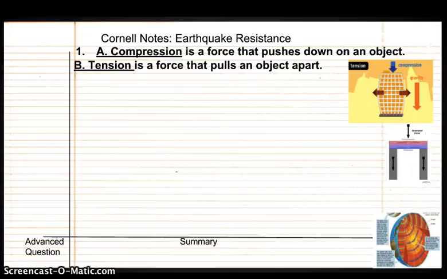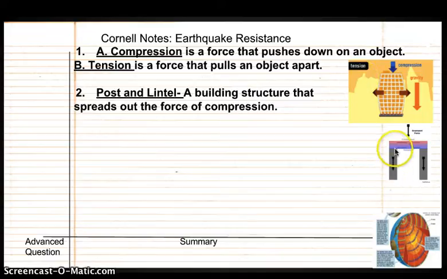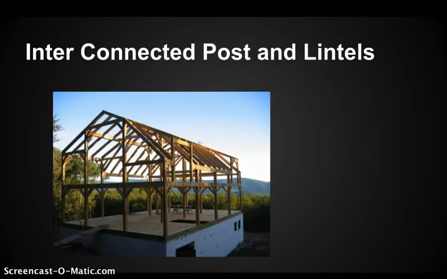All right, let's move on to number two. The post and the lintel. We talked about that in lecture today. It's a building structure that spreads out the force of compression. Here it looks kind of like a C facing downwards, and the force of compression is minimized through a post and lintel. And you can interconnect post and lintels.